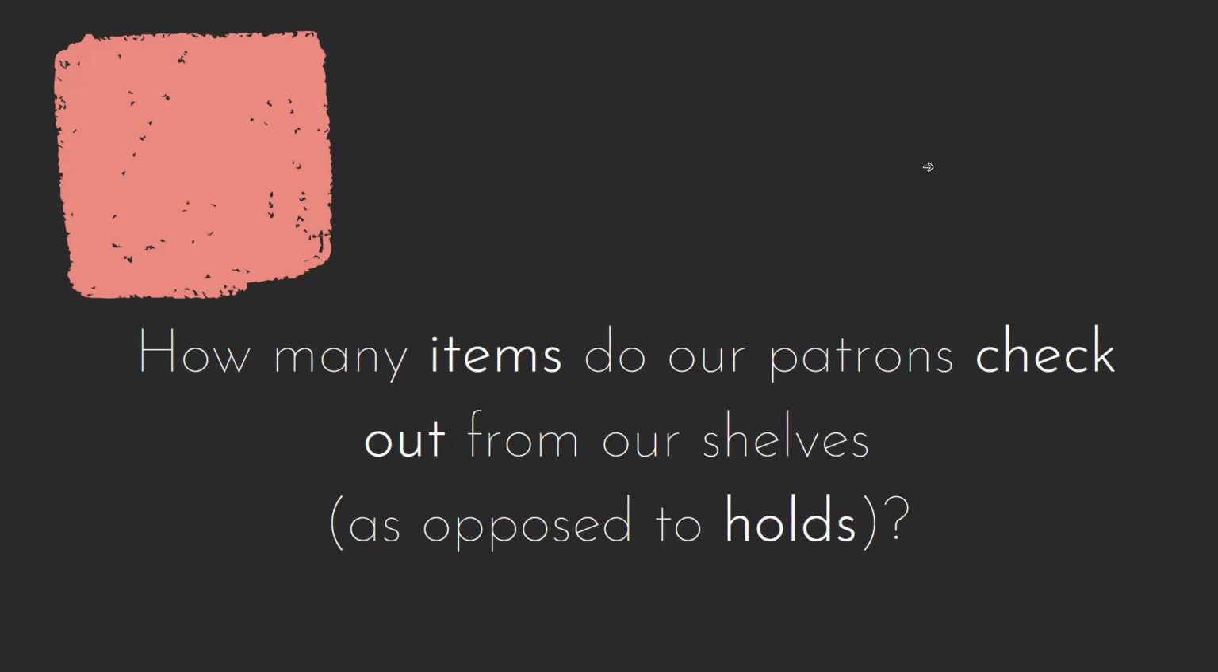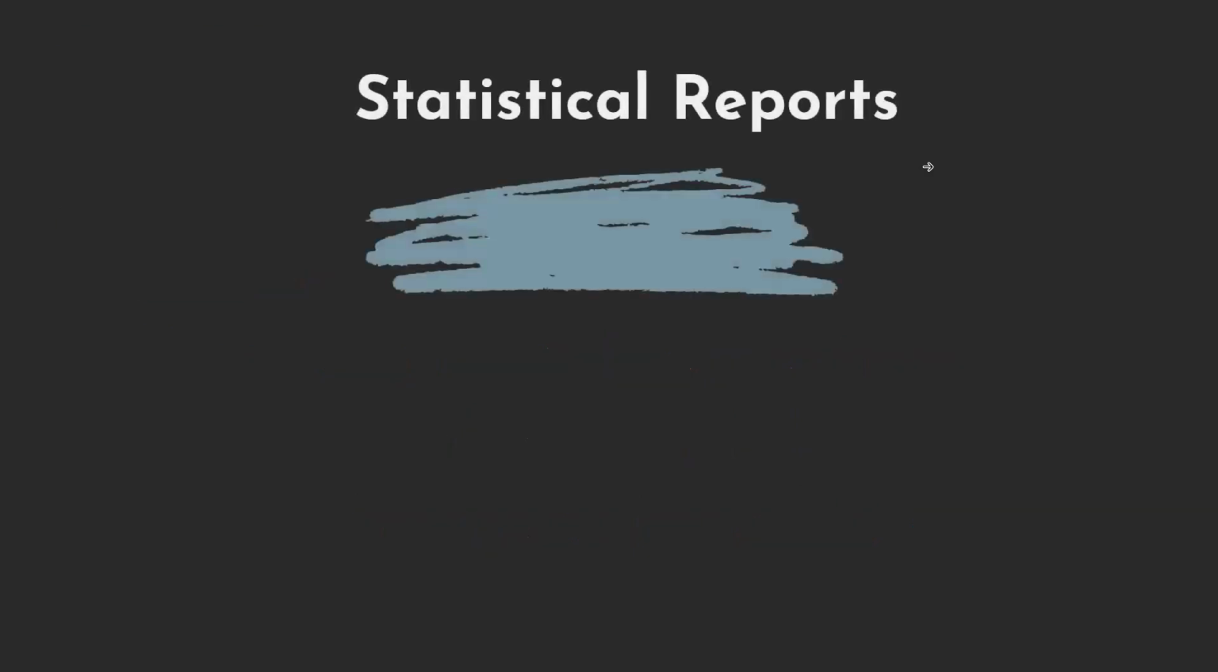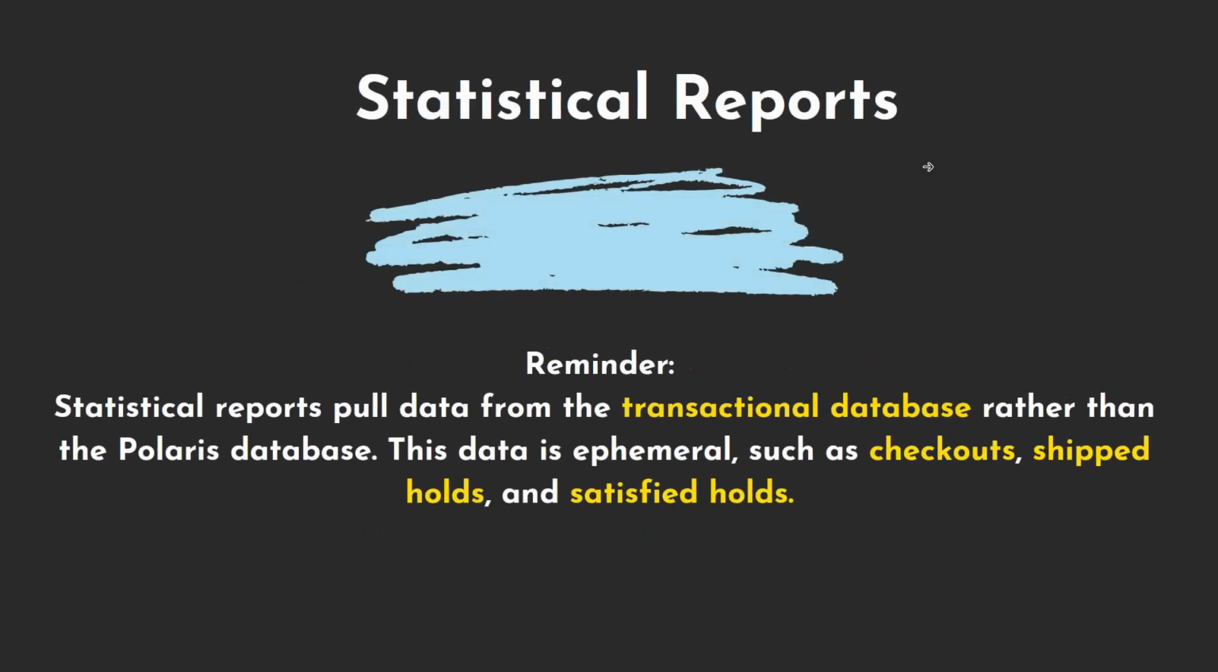Our next word we see is check out. And so we're going to highlight all of these because they are pointing us to a very specific form of report, which is statistical reports. Just a reminder, the statistical reports pull data from the transactional database rather than the Polaris database, which is a snapshot. This data is ephemeral, so it's checkouts, things that are quick.